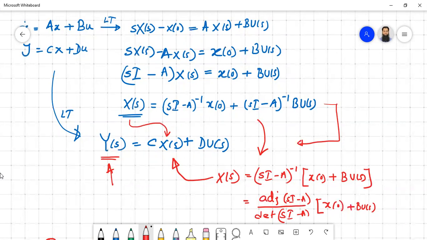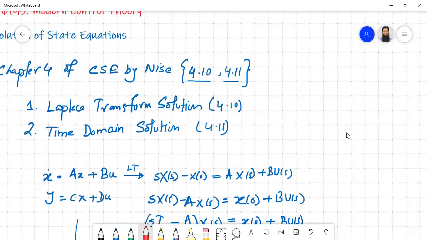Okay, so this was your first method. We are supposed to discuss two methods. This is your first method, Article 4.1. In the next class, we'll try to find out the solution of your state equation in terms of the time domain. And that is your Article 4.1. Also, I think you have to review one of the appendices a bit. That is also lengthy, so it will not be possible to cover it within this class. So let us see that particular solution in the next class.